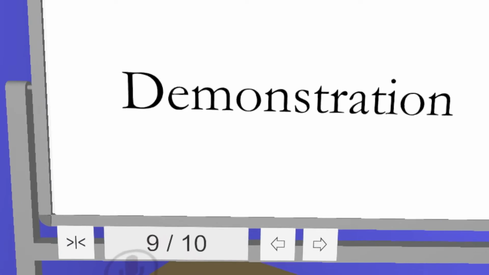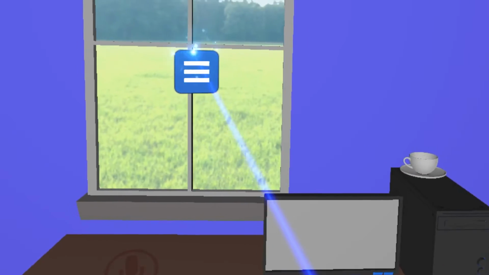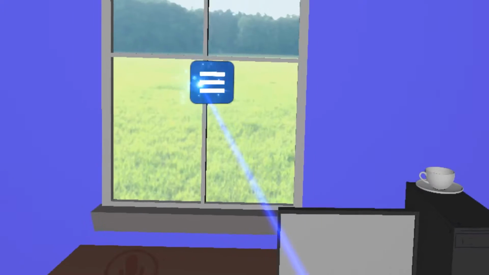Okay, now let's see how this technology works in action. First, a user will notice a hamburger button hovering in their line of sight. When they click on this, it will open a menu.